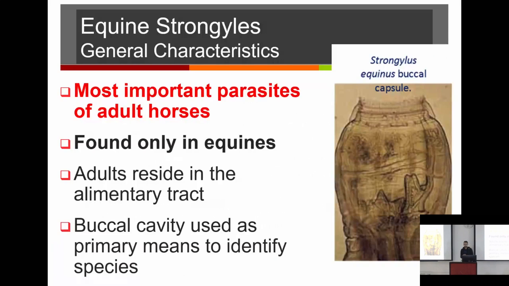Okay, so equine Strongyles, general characteristics: the most important parasite of adult horses. The adult parasite normally resides, the predilection site is the alimentary canal, like the large intestine, cecum, and colon. The buccal cavity, the mouth part of this parasite, is used as a primary means of identification as shown here. So this is the mouth part, and this is the teeth of this parasite. And this is the anterior part of this group of parasites.